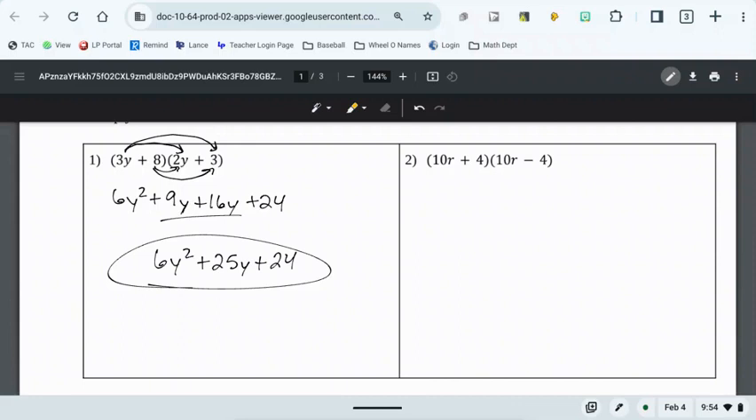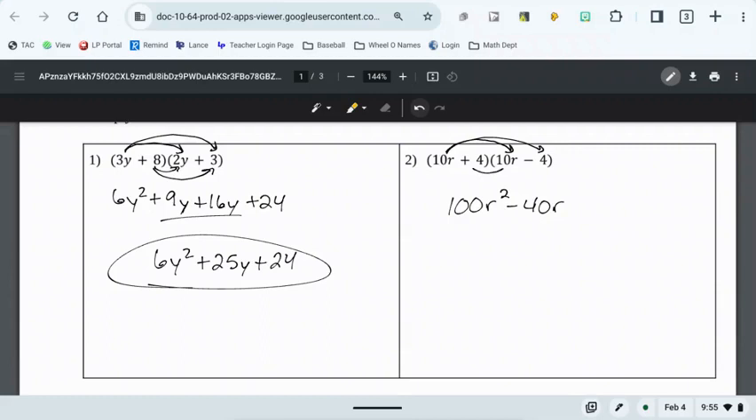All right, example number 2. We're going to distribute. First term times the first term. 10r times 10r gives us 100r to the second power. 10r times -4 gives us -40r.